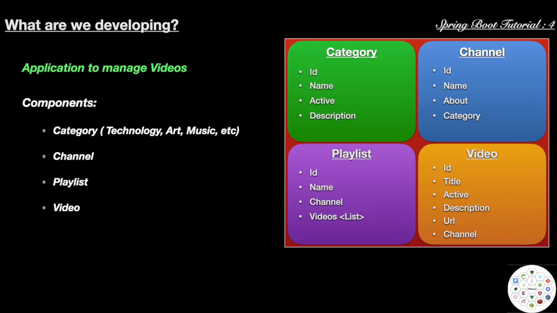So let's understand the schema or the models of this application. In this application, we have multiple components and one component will depend on another. So we develop the components in a certain order. We'll start with the category, then we'll move to channel, then we'll move to video, and in the last we will build playlist. So let's talk about the schema of the models.